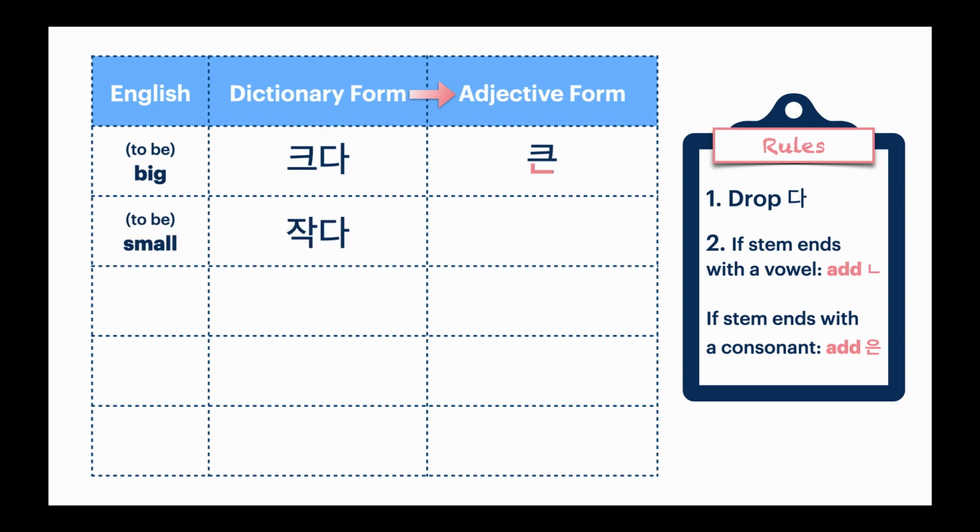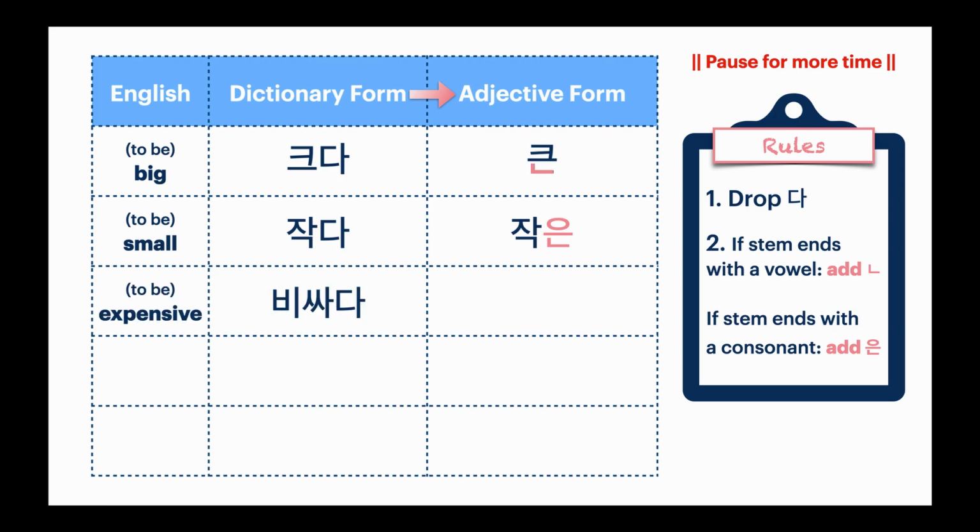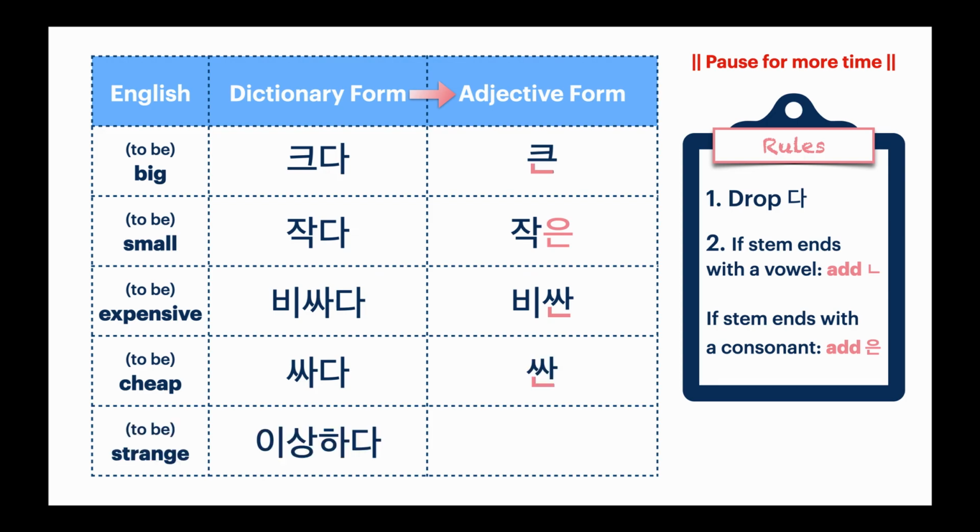Alright, go ahead and try the rest on your own. Next we've got 작다 from earlier, to be small. I'll give about 5 seconds, but pause if you need more time. 작은. 비싸다, to be expensive. 비싼. And its opposite, 싸다, to be cheap. 싼. 이상하다, to be strange or weird. 이상한.